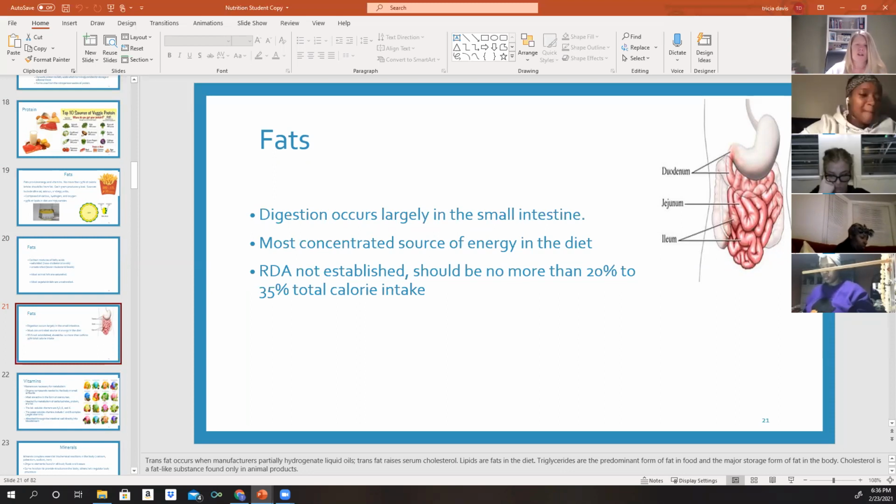Trans fat is bad. It occurs when manufacturers that make food partially hydrogenate their liquid oils. The trans fat raises your serum cholesterol levels circulating in your blood. Lipids are what we call fats in our diet, and our triglycerides are mainly found in the form of fat in food. And it's the major storage form of fat in our body. And then just a little background, cholesterol is a fat-like substance that we only find in animal products.